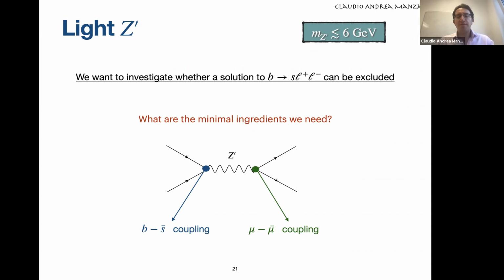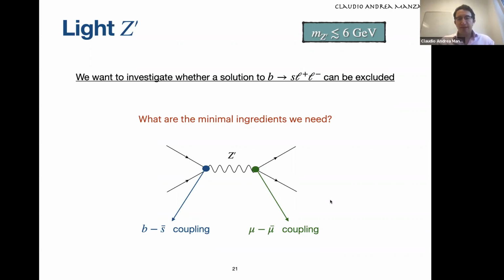In particular, we wanted to answer the following question: are these models excluded? And in particular, if we consider the minimal set of ingredients that we need to solve B2SLL data, can we already exclude these models? Because of course, if we can exclude the simplest possible model which explains B2SLL via a light Z prime, then every other model which includes these minimal ingredients will be excluded. So what are the minimal ingredients that we need for this model? We need a coupling to B and S quarks and a coupling to muons.